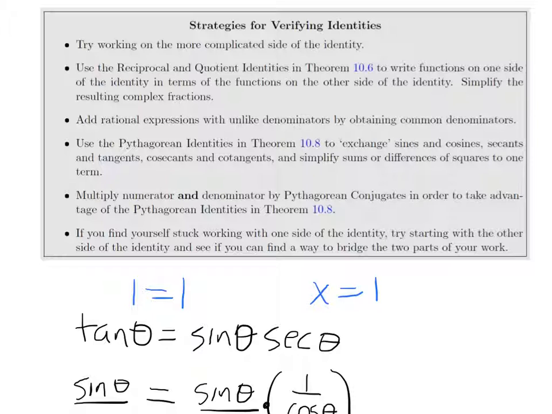Some other things they suggest: use reciprocal and quotient identities. That's what worked for us on this one. Add fractions with common denominators. Use Pythagorean identities, and we have 9 of them to work with, etc., etc. So these strategies are great, and yet when you get to the identities, it's just a matter of what you recognize to do first, and then do it. And don't make any algebra mistakes, and just keep moving forwards. If you get stuck on one side, move to the other side.